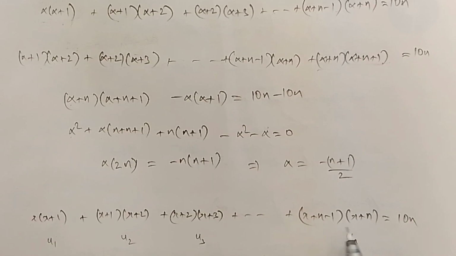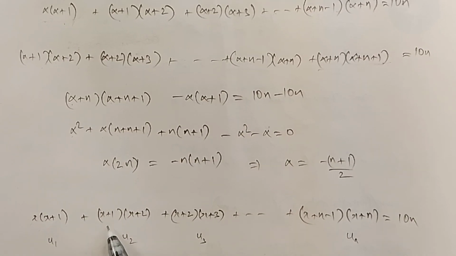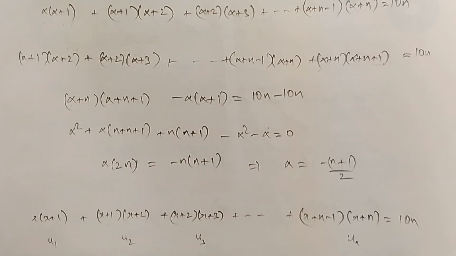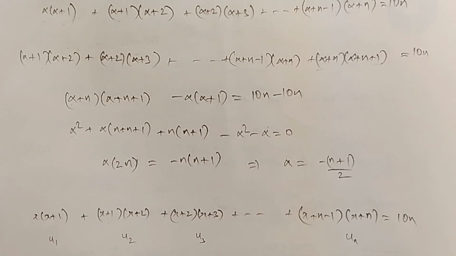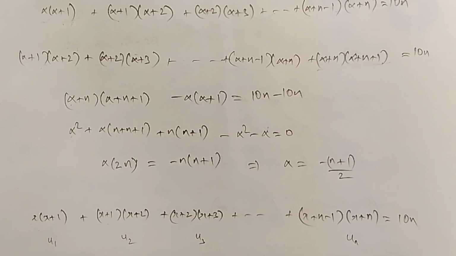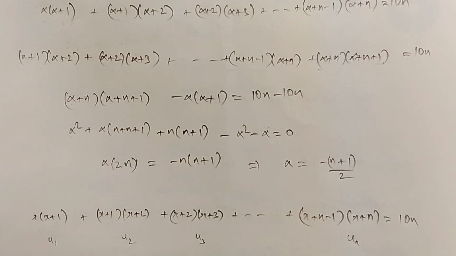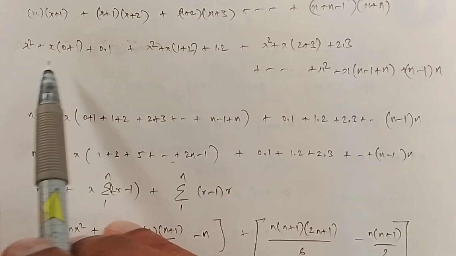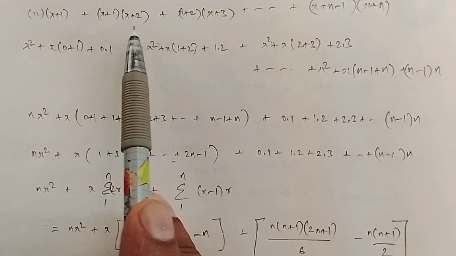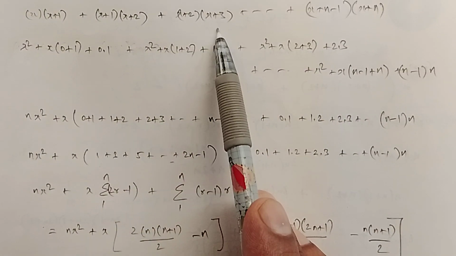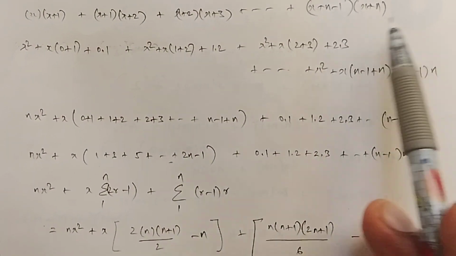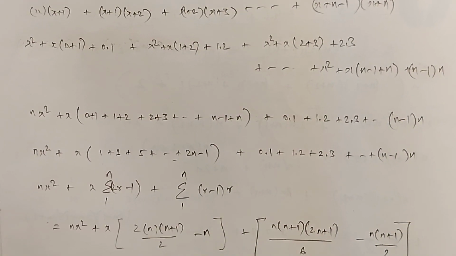Now this is a summation, right? x(x+1) + (x+1)(x+2) and so on should be equal to 10n. This is a summation. Let us try to solve this series. How exactly do we solve this? We can do it in two ways. Let us try to do both of them. We have x(x+1) + (x+1)(x+2) + (x+2)(x+3) + ... + (x+n-1)(x+n).